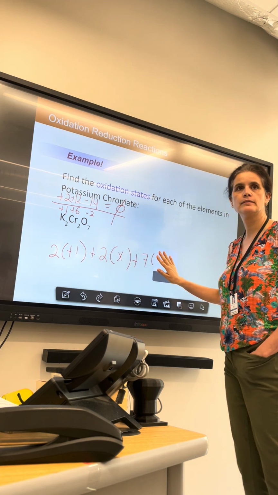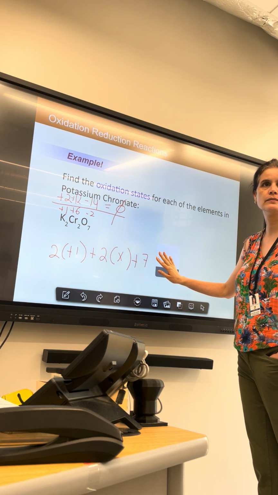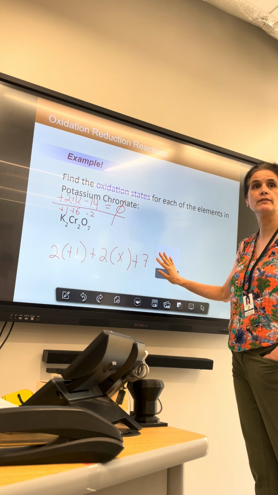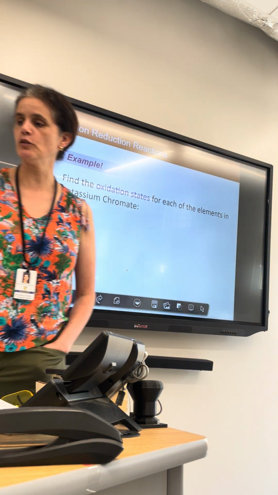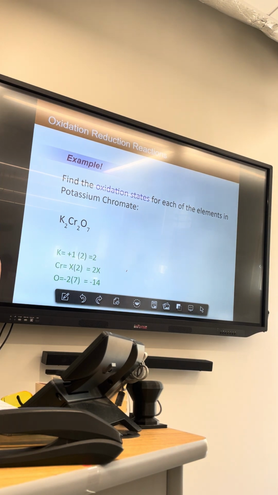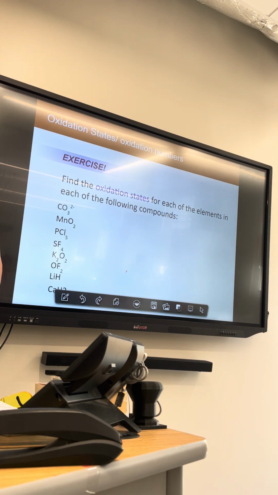So when oxygen's with an alkali metal, it becomes -1. Whatever it has to be, yeah. Or with fluorine, it is whatever it has to be, because the fluorine will never have an exception.